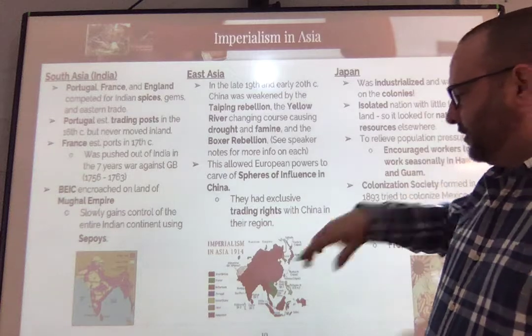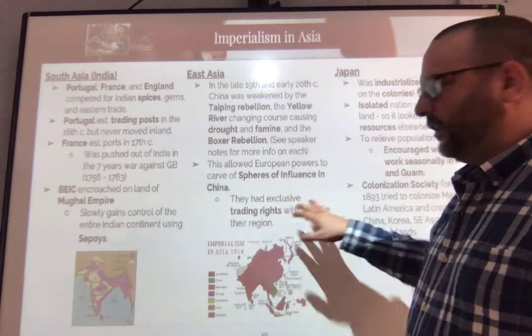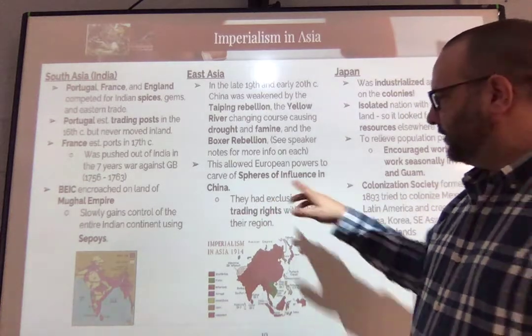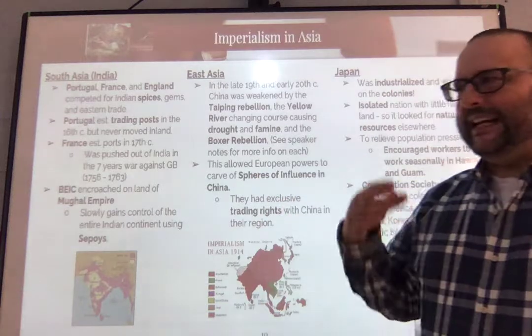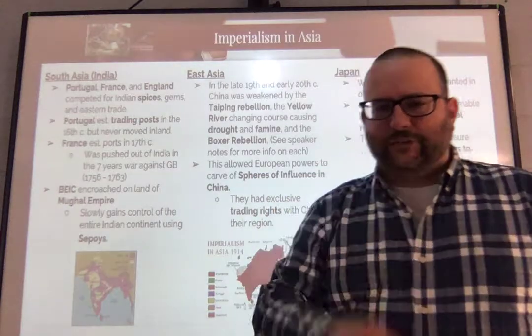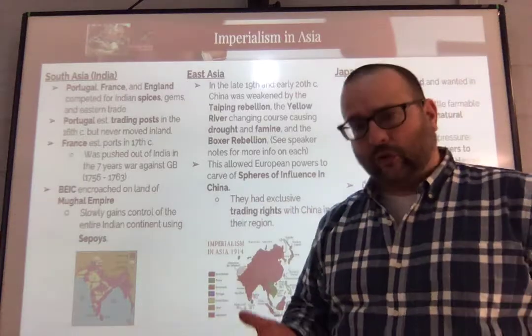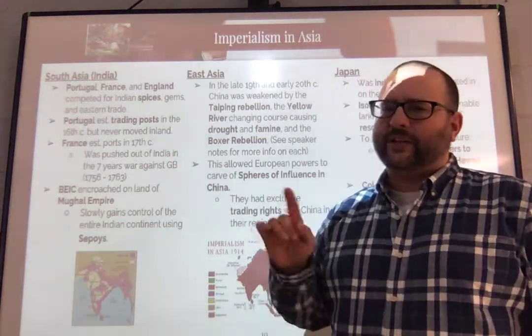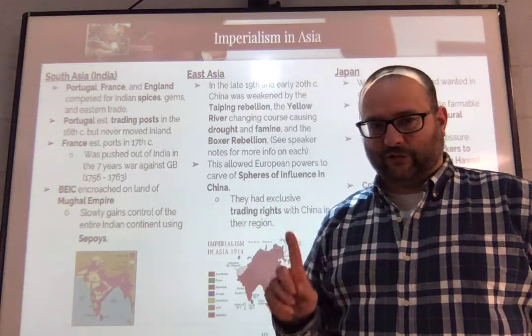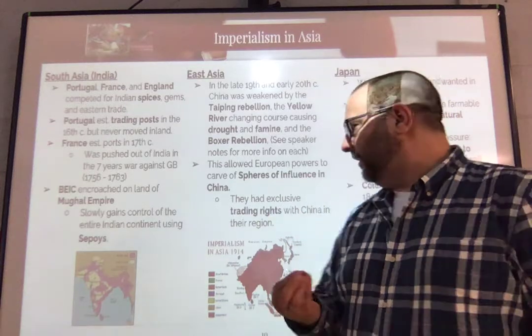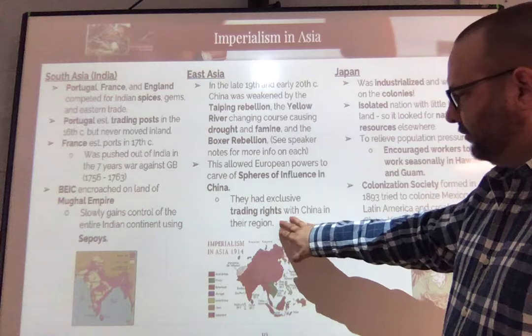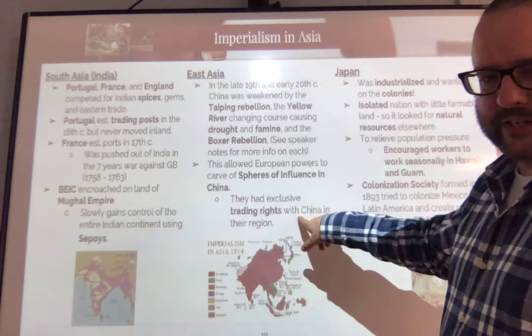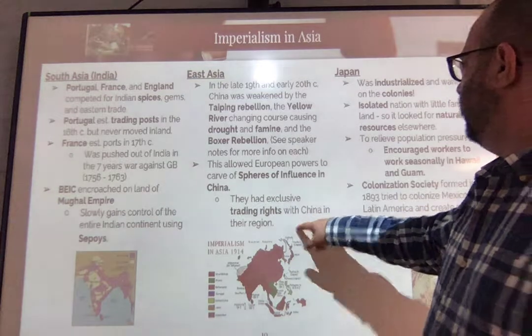But what you see is that China is now being allowed to be carved out into spheres of influence. A sphere of influence is a place you don't necessarily control, that you don't colonize, but it is an area where you have economic control. That's a sphere of influence, which means they have exclusive trading rights with a country. In this case, it is China.